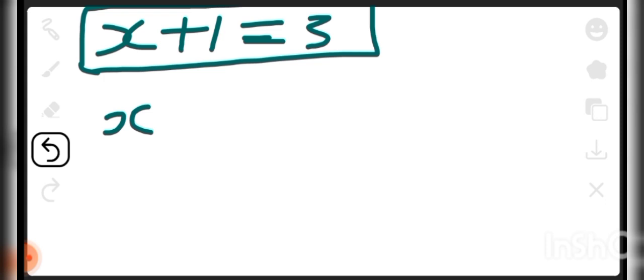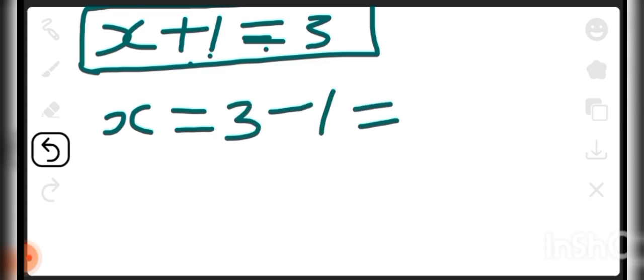If a positive sign crosses the equal to sign, it changes to negative. If a negative sign crosses the equal to sign, we change it to positive. Also take note of that, it's important. So if this plus 1 crosses the sign, we change it to minus 1. So we're going to have 3 minus 1, which is 2. So x is equal to 2. That's how we do it here.